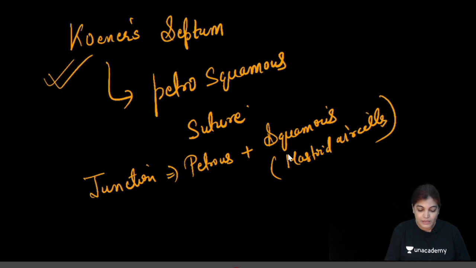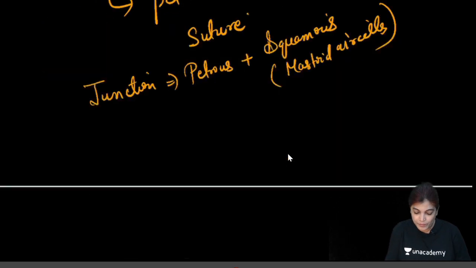Another important thing is the clinical aspect. Why it is important, I will tell you, because one of the clinical aspects is related to this. Sometimes there is a condition called cholesteatoma, please write that down.